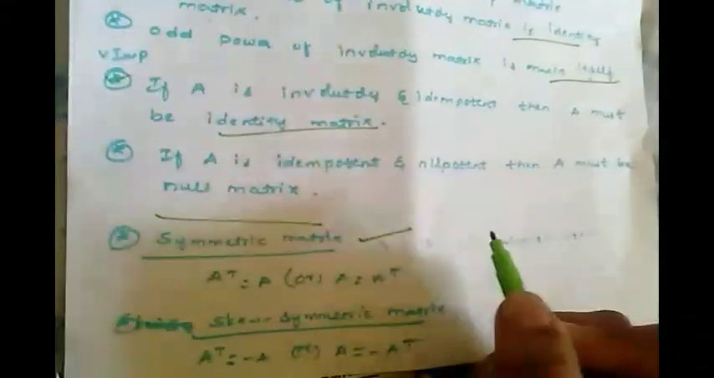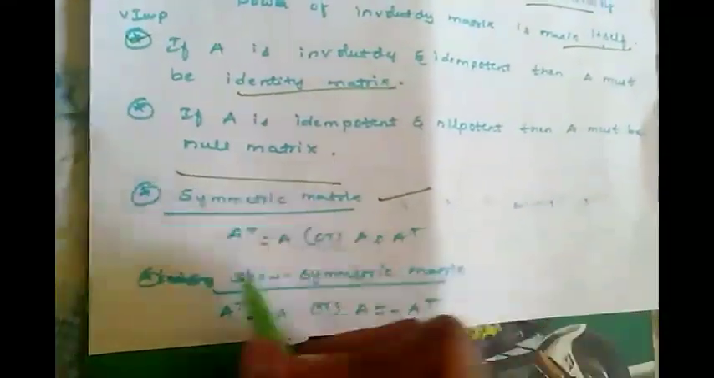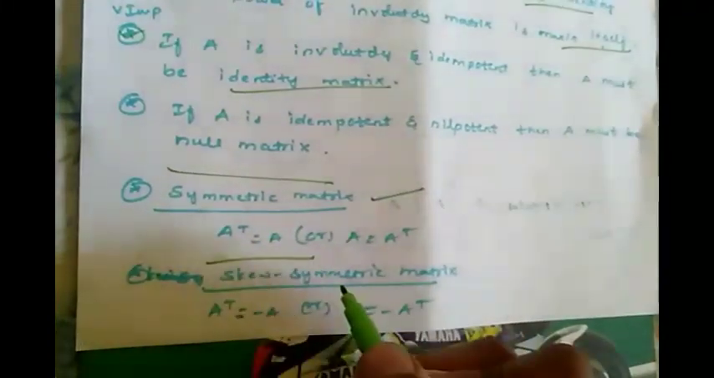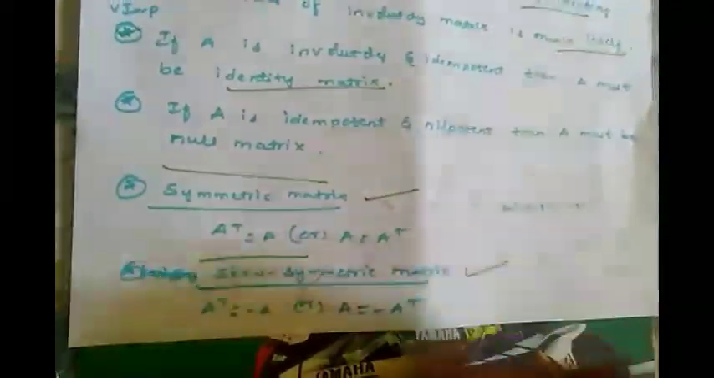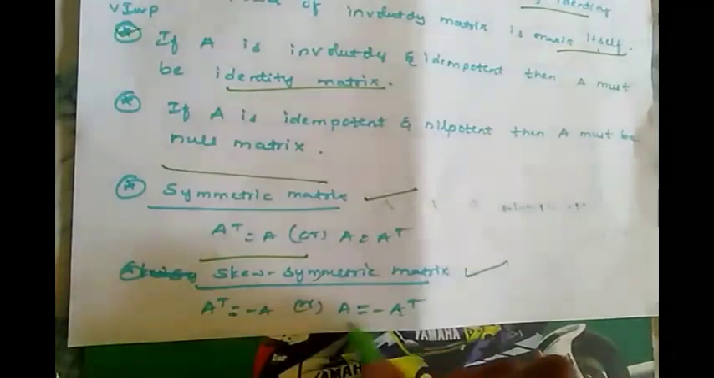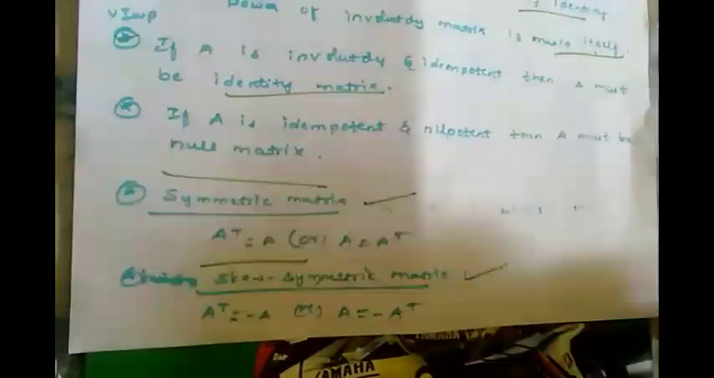The symmetric matrix is also a special type of matrix: A transpose is equal to A. A skew symmetric matrix has A transpose equal to minus A, or A equal to minus A transpose. If A is any square matrix, then A A transpose is always symmetric, A plus A transpose is always symmetric, and A minus A transpose is always skew symmetric.